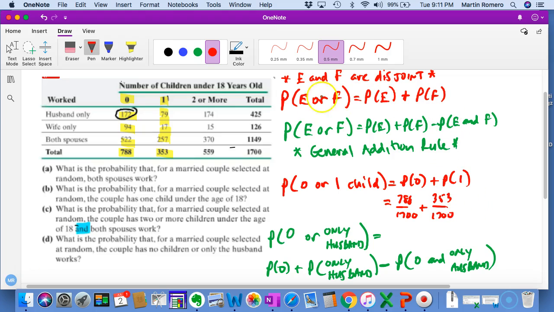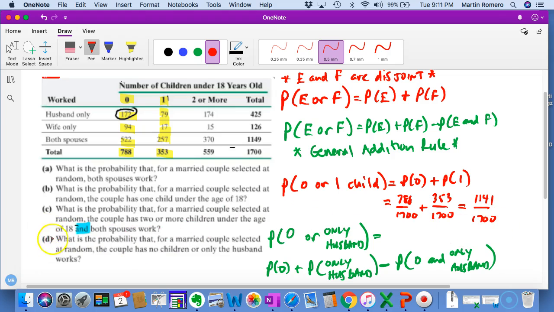So in this case, because the events are disjoint, notice there's no overlap in the 0 children or 1 children, we use this addition rule here. And so then you would end up with the probability something over 1700, that's 1000, 1130, 1141, if I add that correctly, out of 1700. Of course, you get the decimal.